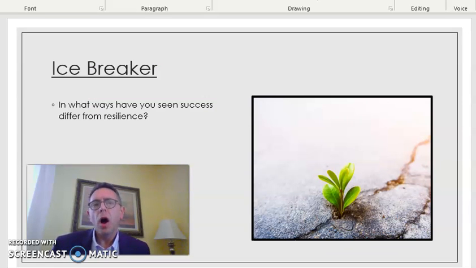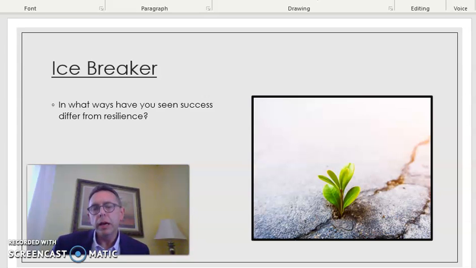On a typical day, teachers would enter the professional development room in our school, and on the smart TV I would have this icebreaker question with maybe this picture that says, in what ways have you seen success differ from resilience? This question is pulled directly from some materials that come with the book Resilience Breakthrough, and it would give teachers a chance to really think about the things that they had already been reading, because for this particular lesson plan, teachers would have already read part 1 of the book.